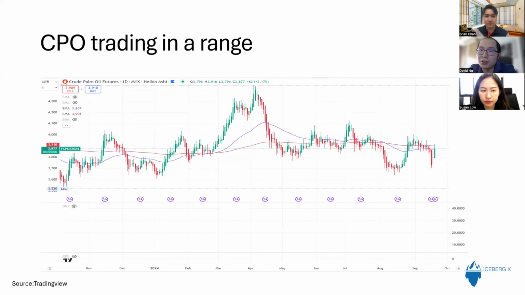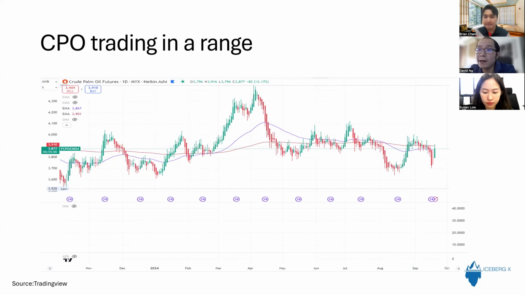If we just look at this chart, you can clearly see that CPO has been trading in quite a tight range. Although we see an increase in daily volatility, overall, if you look at the longer-term picture, CPO is trading in a very tight range between 3,700 and 4,000 ringgit per metric ton. And I believe that this range could be sustained towards the year end.